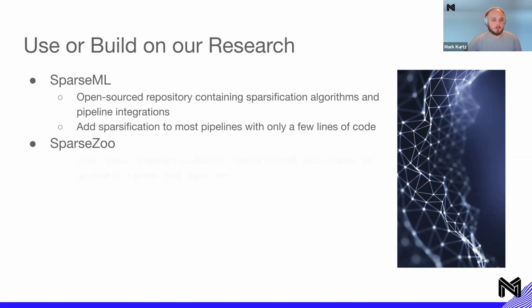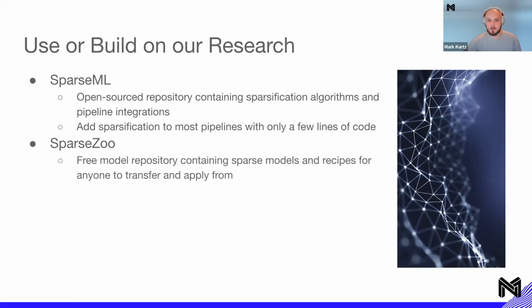Additionally, we have the SparseZoo, which is a free model repository containing sparse models and recipes for anyone to transfer and apply from. Just as we push out with this research showing how well sparse transfer works, you can take all of our pre-sparsified models, plug them into your data set, train them as you would normally for dense, and you'll be able to get all that performance benefit without having to do any of that hyperparameter tuning. Additionally, we have all the recipes pushed up for how we created those models, so you can use those recipes to adapt to your own models and your own data sets.